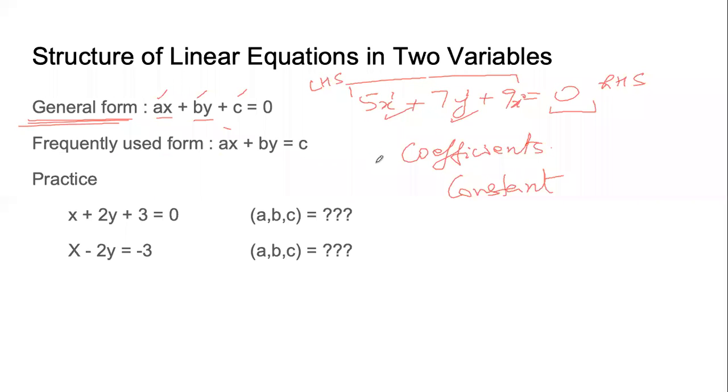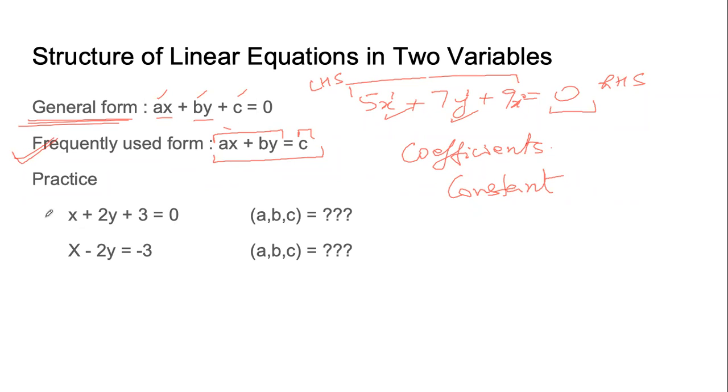But most of the time, at least in class 9 and class 10, when we deal with linear equations in two variables, we will not deal with them in the general form. When you go to the higher classes, then you will start using the linear equations in general form. More frequently, we write the linear equations in this form. ax plus by equals to c. See what has happened here. Now the RHS is not 0. What is happening in this frequently used form? The terms with the variables are kept on the left hand side, and the term without the variable is kept on the right hand side. This is the meaning of frequently used form.